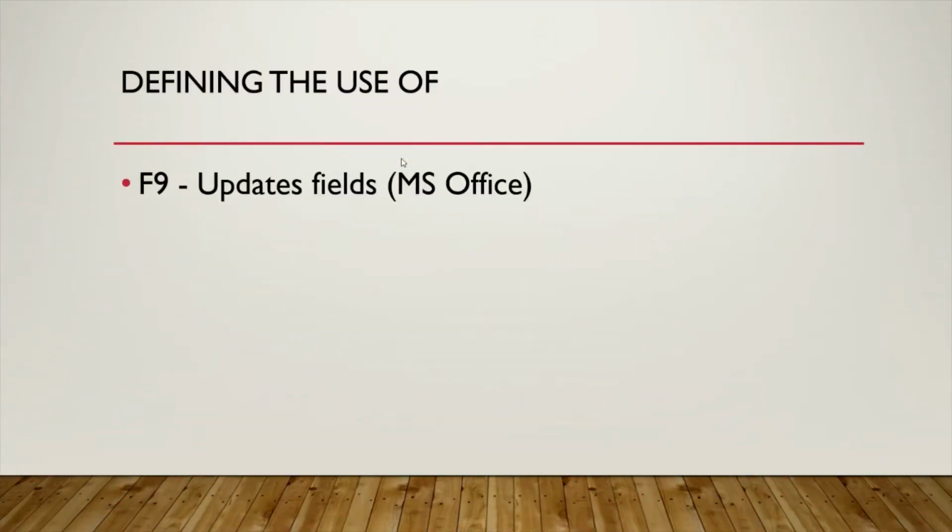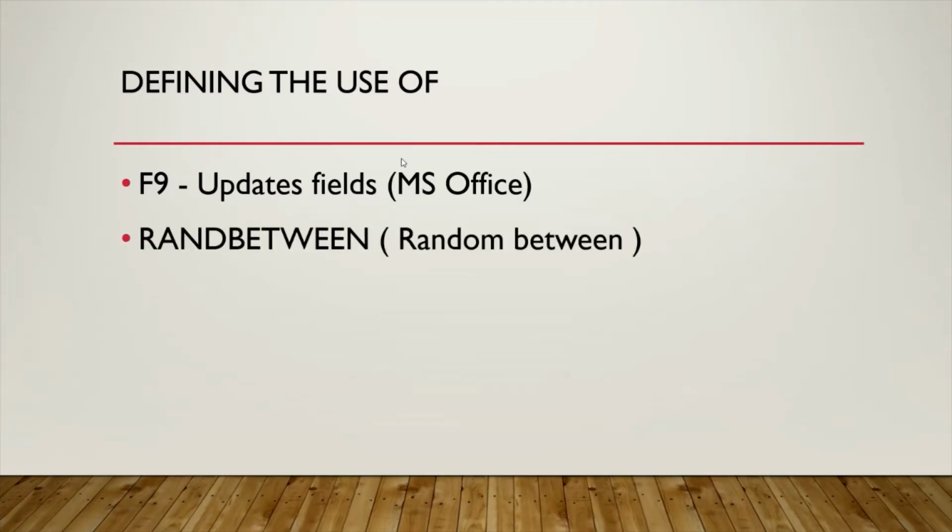So F9, basically, if you press F9, it updates the fields. And connected to the F9, we make use of the RANDBETWEEN function. This means random between, and this function you will use to give us random choices every time we press F9.